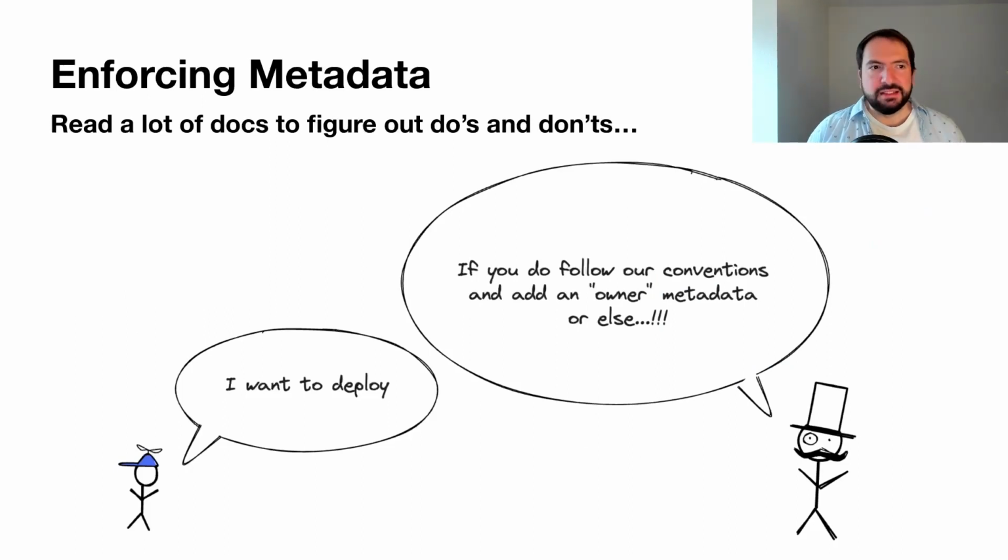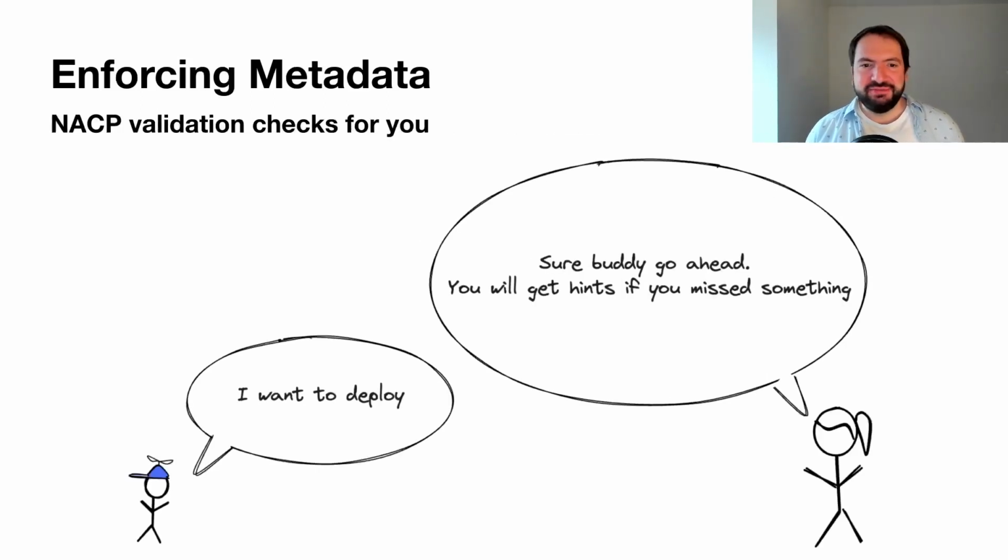So let's go with the first example. We want to enforce certain metadata. As a developer, we just want to deploy and say, yeah, let's start it. But I have to read all the guidelines and do's and don'ts. Let's stick with that owner thing here. Somebody wrote in the documentation that it's a must that you add this meta field with the owner email address. But wouldn't it be nicer if we can deploy it and the server just prompts us and gives us some hints on what we might have missed?